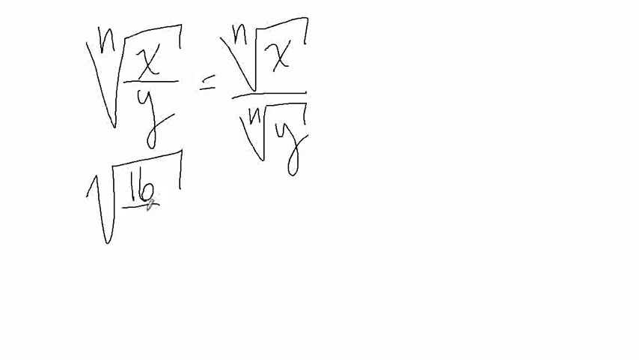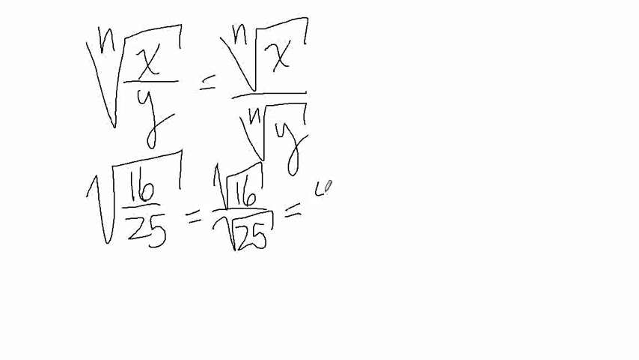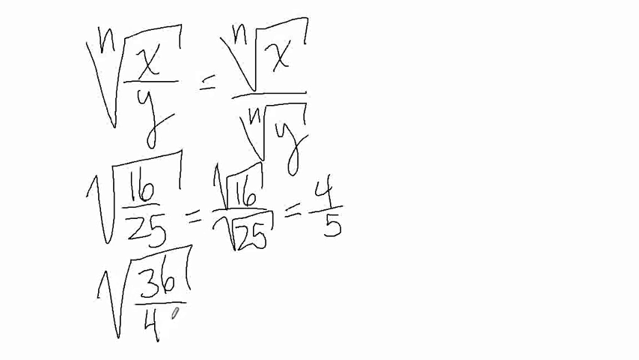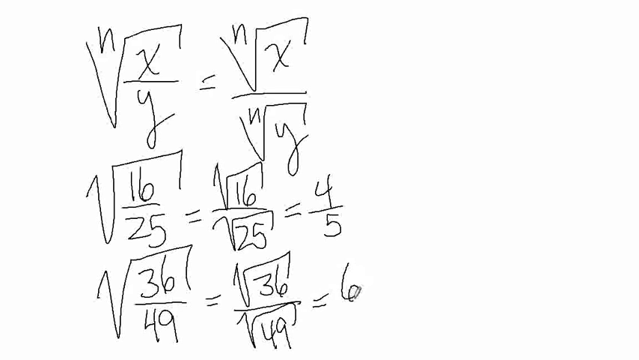So let me show you some examples of that. The square root of 16 over 25, that's equal to the square root of 16 divided by the square root of 25, which is equal to 4/5. The square root of 36 over 49 is equal to the square root of 36 divided by the square root of 49. That's equal to 6/7. All right? So let's have you try to use this formula.